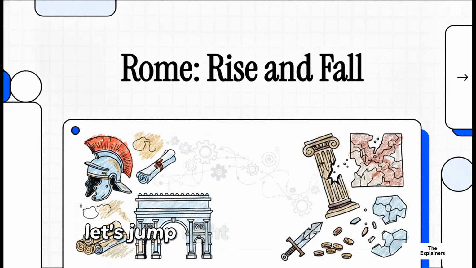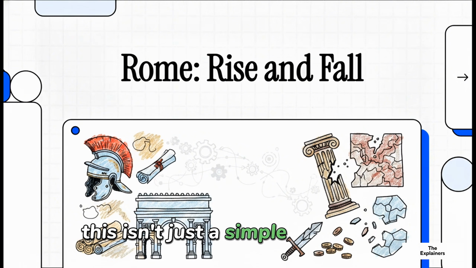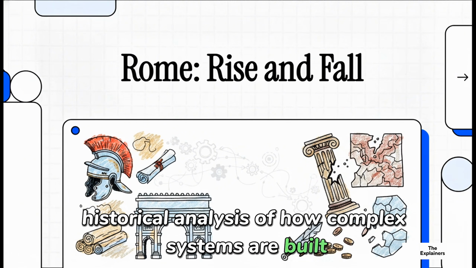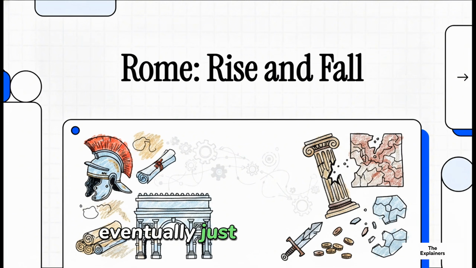All right, let's jump right into this explainer and really meticulously map out the thousand-year trajectory of ancient Rome. We're going to look incredibly closely at its unstoppable rise to power, and then, of course, its ultimate multi-causal collapse. Because look, this isn't just a simple story of one sudden military defeat, right? It's a fascinating historical analysis of how complex systems are built, how they function, and how deeply embedded structural flaws can eventually just tear them apart from the inside out.